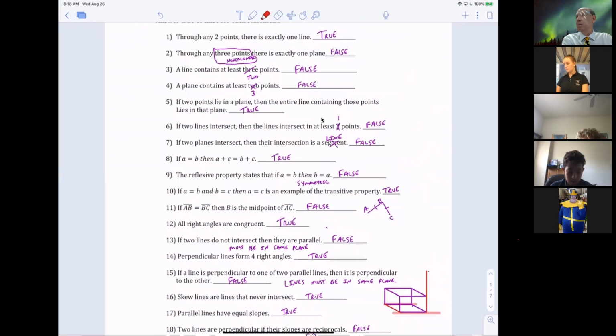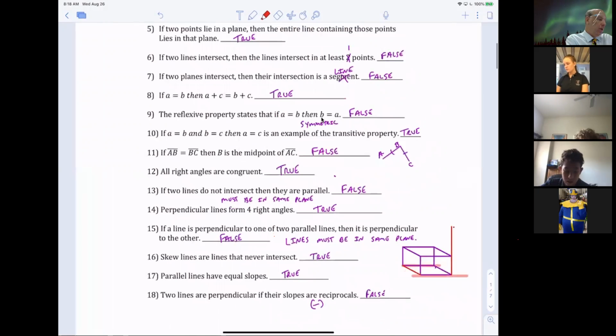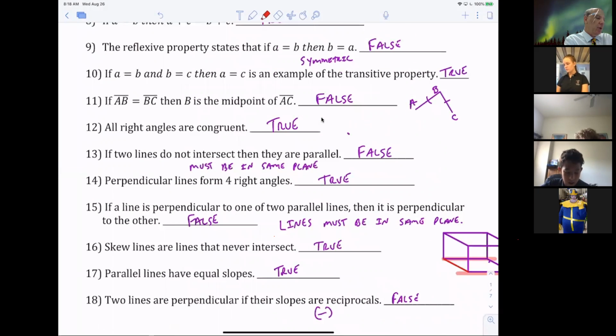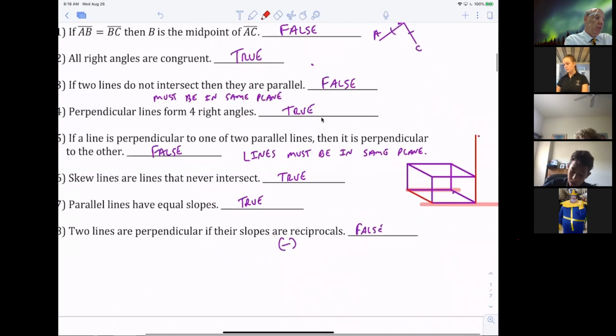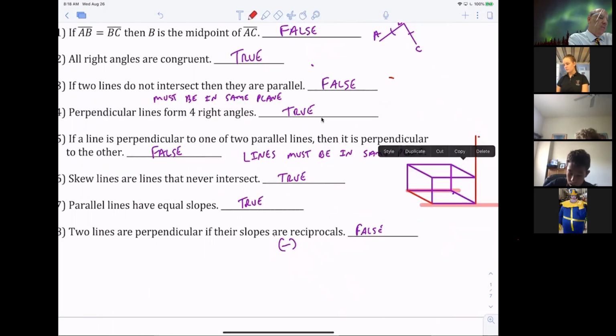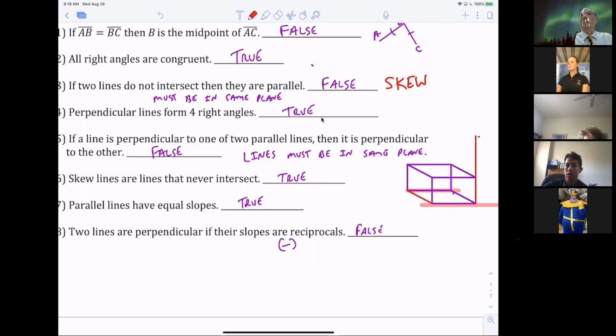Okay. Yes. Number 13. If 2 lines do not intersect, then they are parallel. Right. That's the skew thing people were asking me about yesterday. All right. Skew lines are, and normally you would say if 2 lines don't intersect, they are parallel, right? But you're not thinking in 3 dimensions. You see what I'm saying?